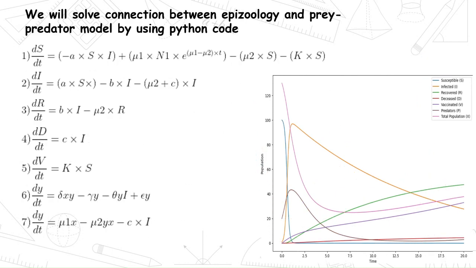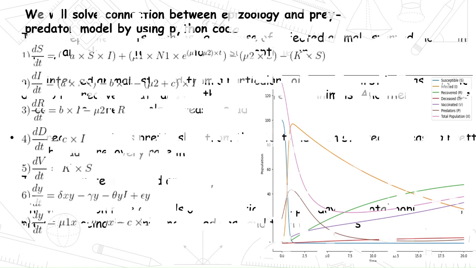Now we will show the connection between epizoology and the prey-predator model by using some graphs and Python code. These are the differential equations, and by solving these differential equations we will get these graphs, which are extremely complicated as we can see.